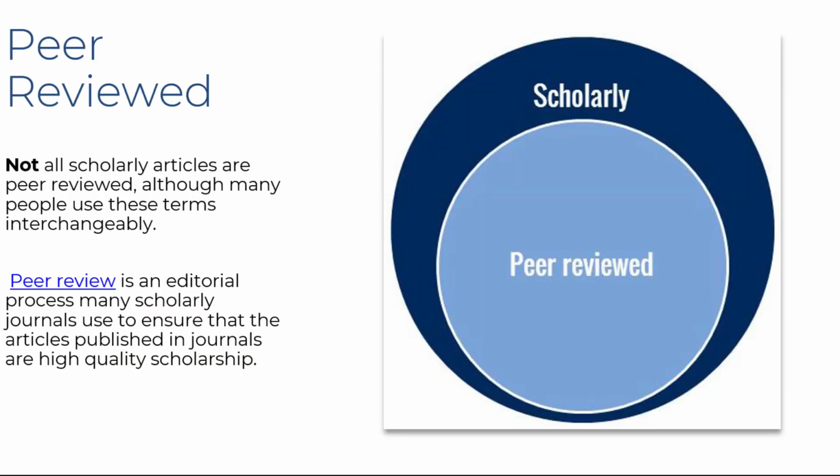So peer review can sometimes be used interchangeably with scholarly, but they are two different things because not all scholarly articles are technically peer-reviewed. Editorials typically are not peer-reviewed, so that's an example of something that would be a scholarly article that could be published in a peer-reviewed journal. So the journal itself uses the peer review process, which is strictly an editorial process that many journals use to ensure that the articles published in their journal are high quality scholarship.